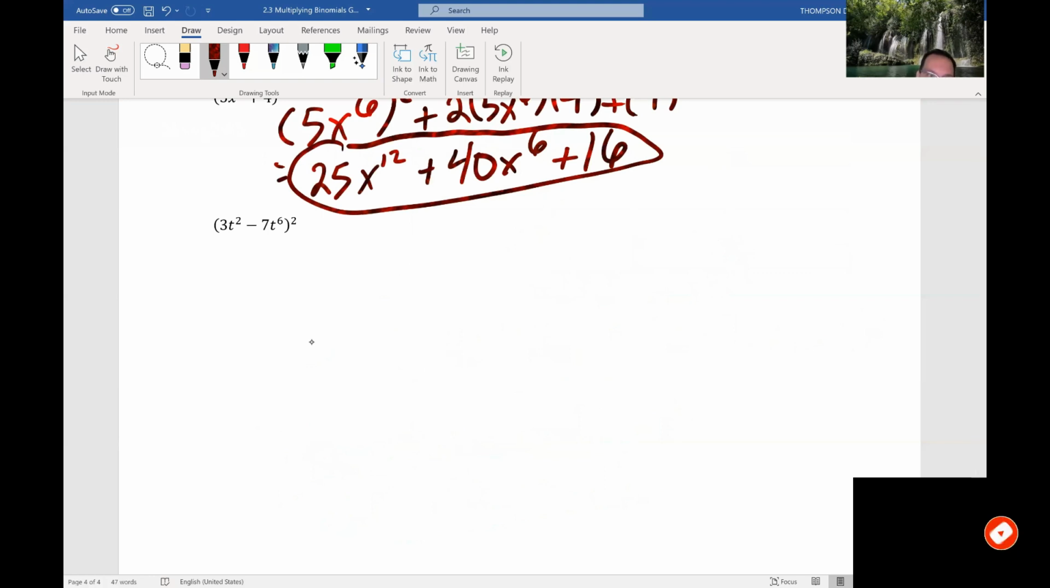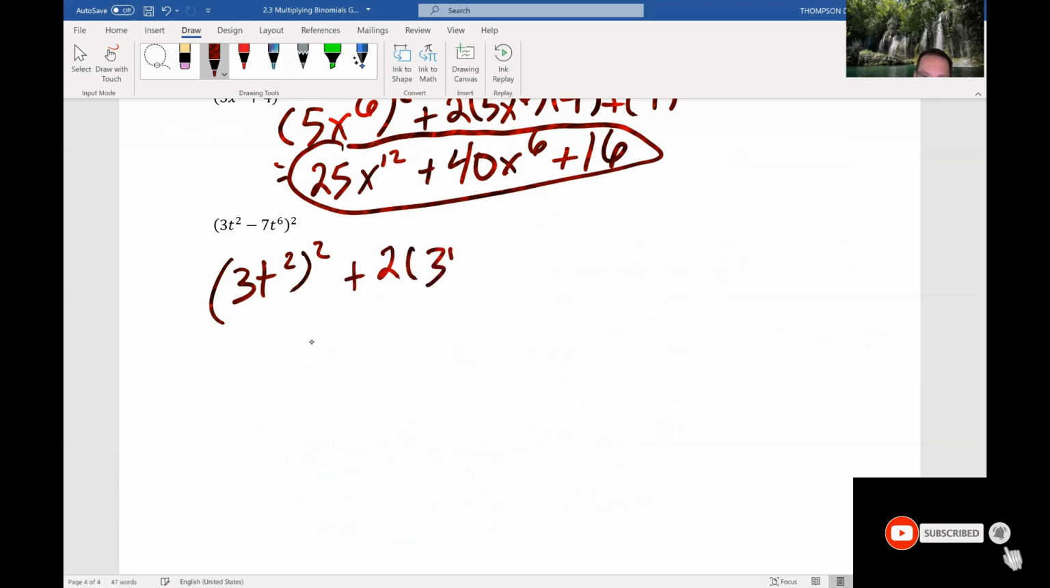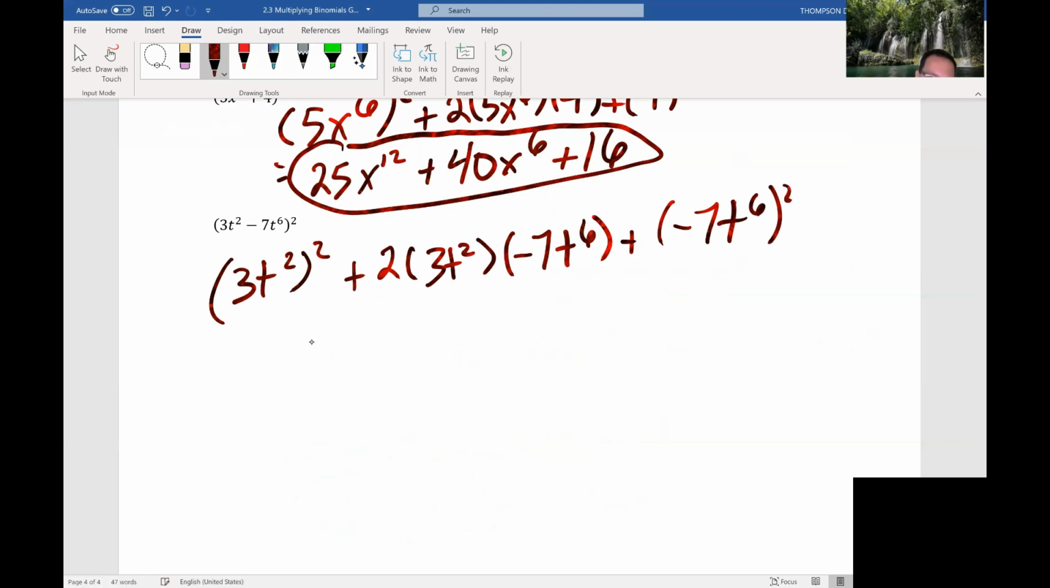Last example. So we have 3t squared, plus 2 times 3t squared times negative 7t to the 6, plus negative 7t to the 6 and square it. So first 3 squared is going to give me 9. T squared squared is going to give me t to the 4th, plus 2 times 3 is 6 times negative 7. Just change the sign because that's going to be a negative. The 2 times 3 is 6 times negative 7 is negative 42. T squared times t to the 6 will be t to the 8th.